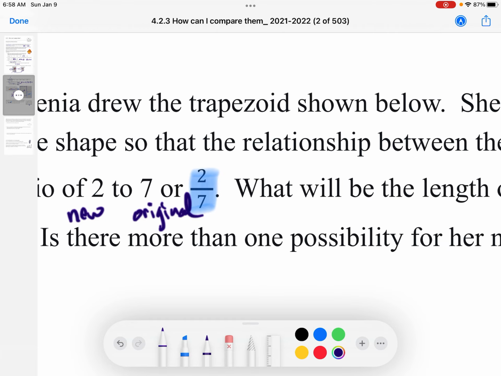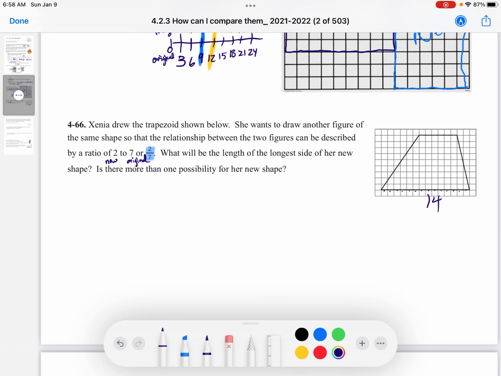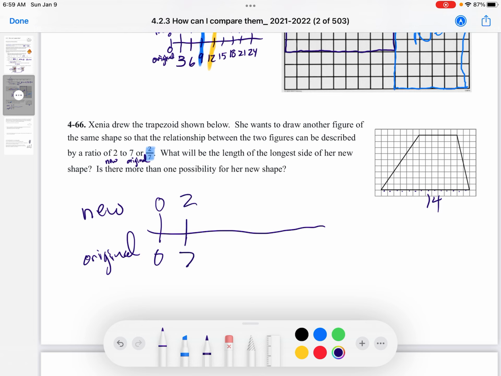So new to original. Now if something were 14, then my reduction should be smaller than that, right? So let's do new to original, and just do a double number line here. 0. My new is 2 for my original, which was 7. But my original was what? 14. So if I just doubled that, what's my new?